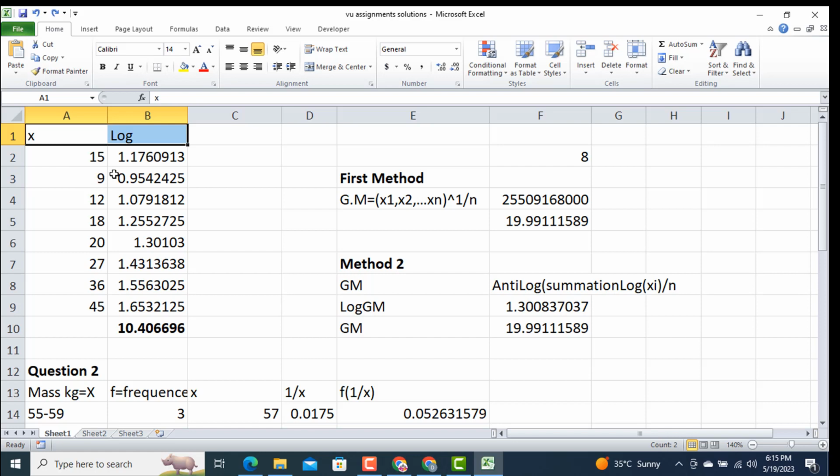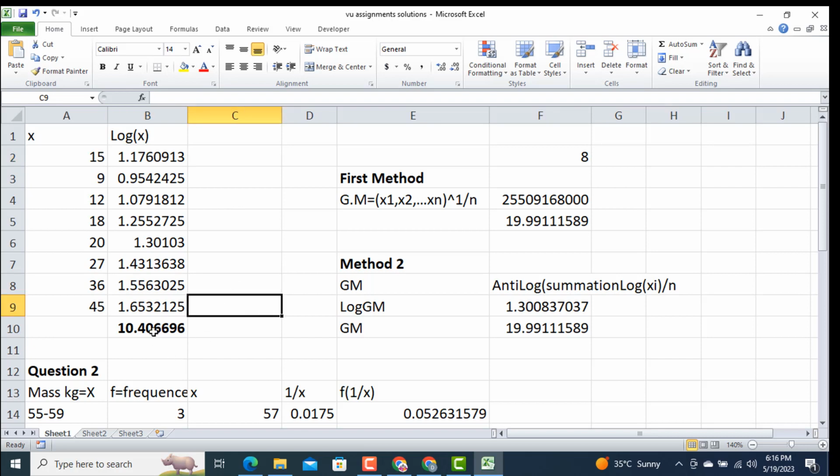The given ungrouped data are 59, 12, 18, 20, 27, 36, 45. So log of x is here. I have taken the log of this column, so all log values correspond to the values of the x column. How will I take this? Look at this formula, equal log a2. Then after that I am going to drag it up to cell 9.